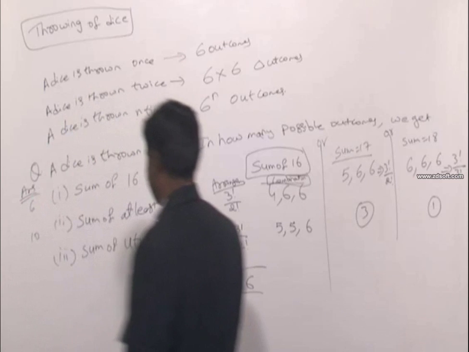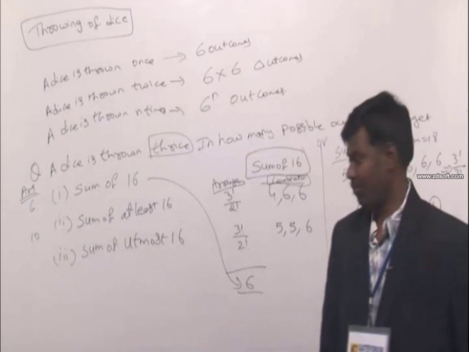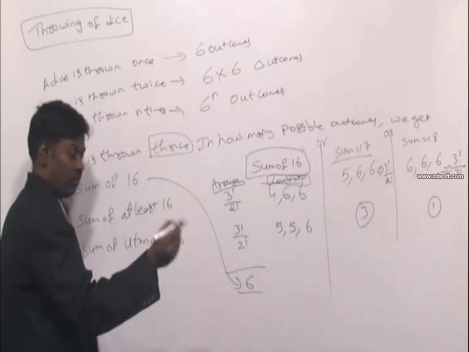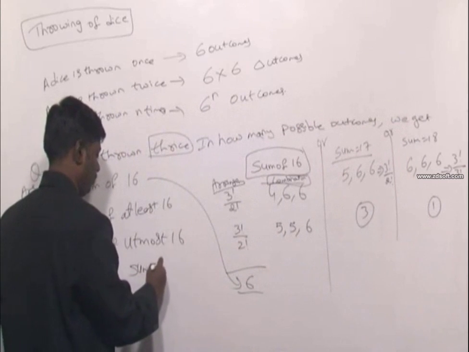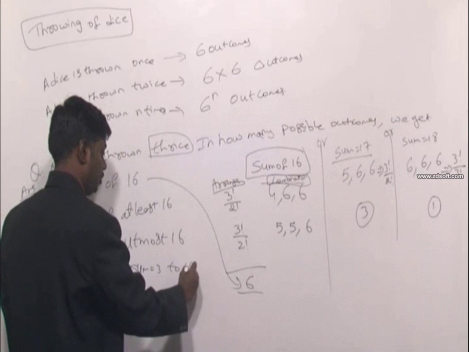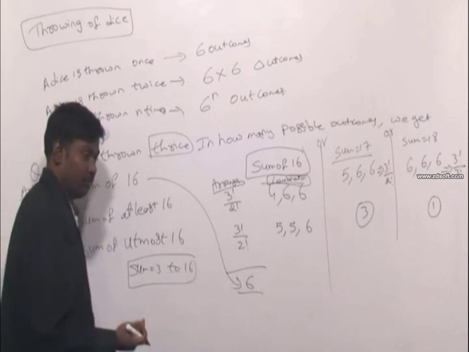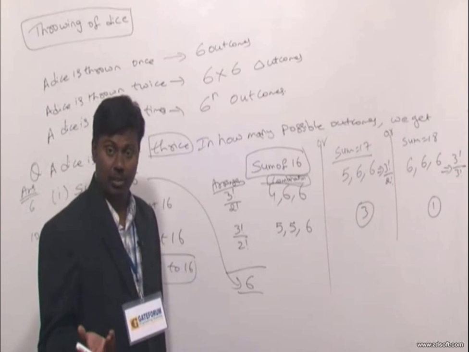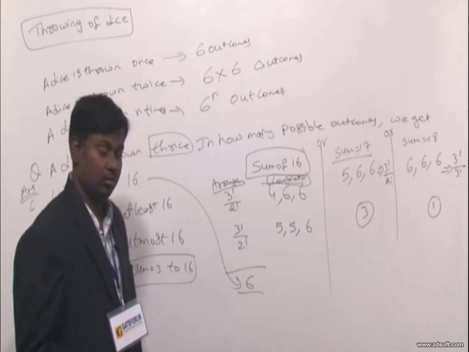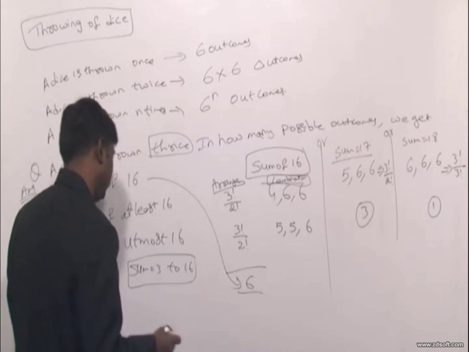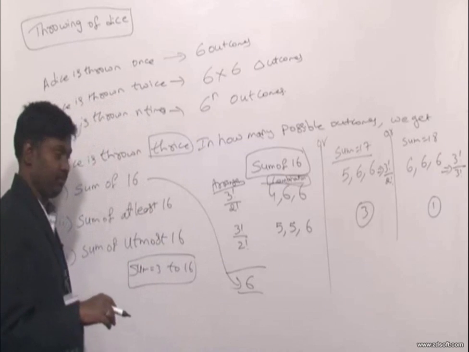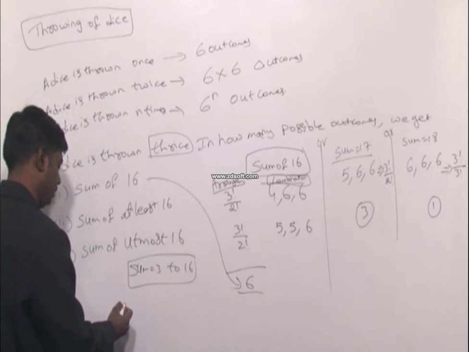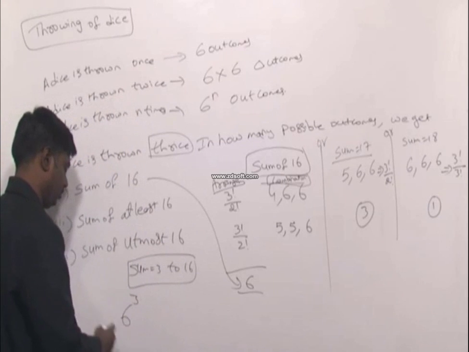Sum of at most 16. What is the minimum sum possible? 1 1 1. Sum of 3 to 16. So sum 3, 4, 5, 6, 7, 8, 9, 10. There are so many possibilities, right? Think of what are the total number of possibilities. You are throwing a dice thrice. That is 6 power 3 outcomes. This is total.